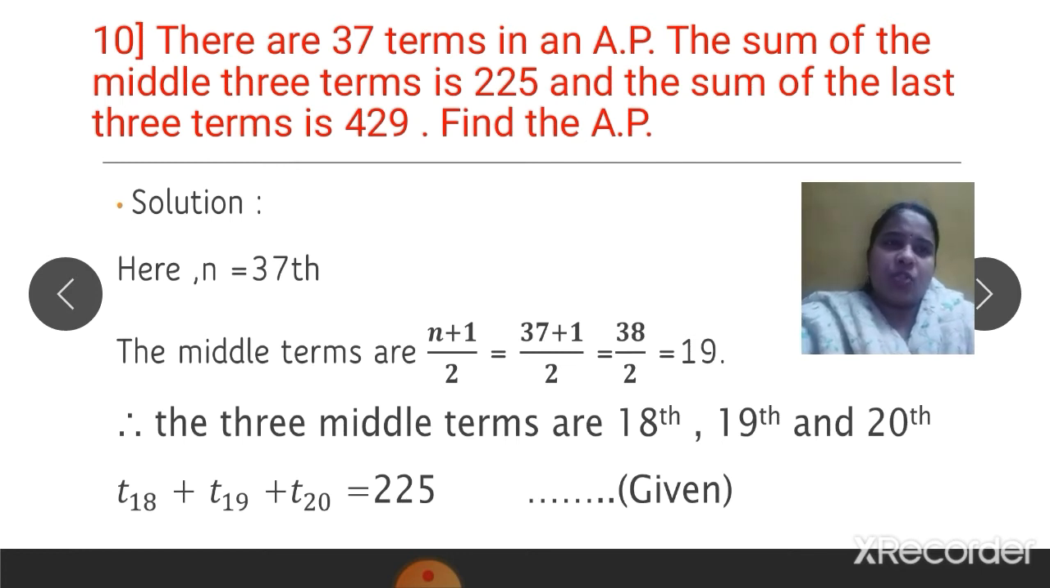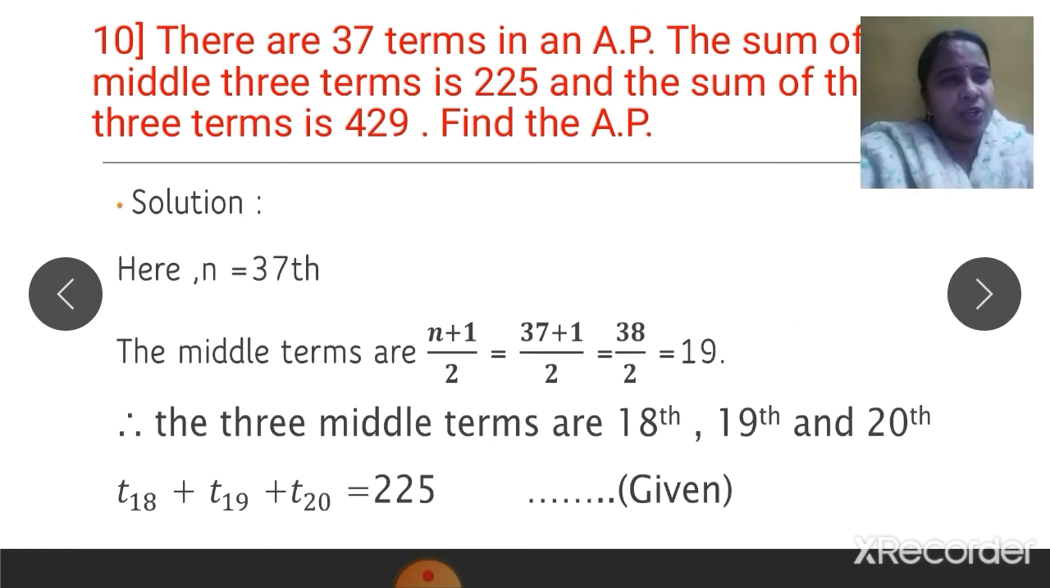Now how to solve it? There are 37 terms in an AP. Now 37 is an odd number, correct? So it means that I will get exactly the middle term. Now which should be the middle term? For that, what is to be done? Whenever you have a collection of odd numbers and you want to find the middle term, this is a formula to remember: n plus 1 upon 2.